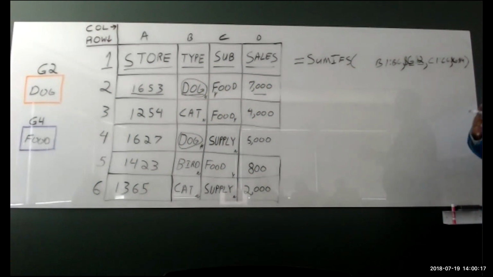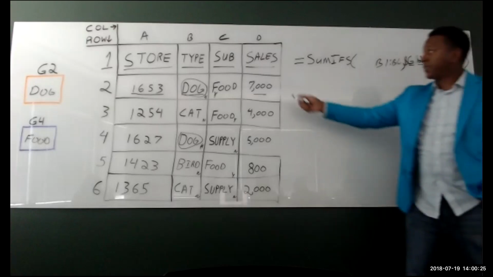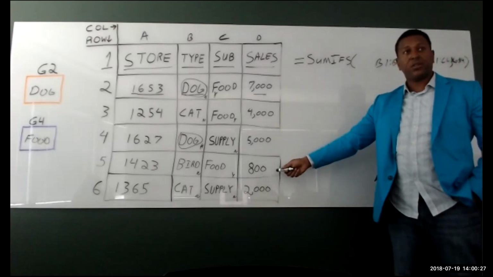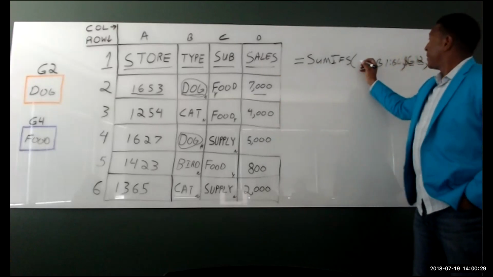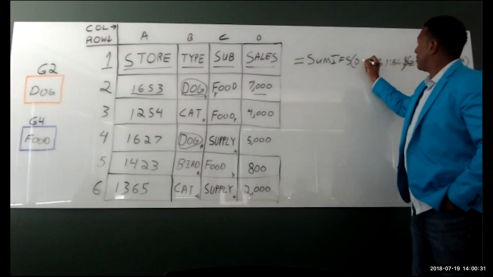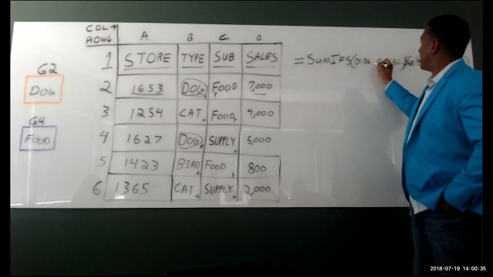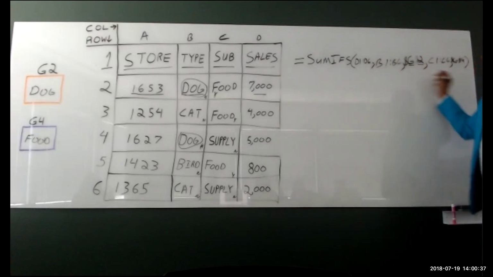SUMIFS, the first thing it's going to ask you to do is, what do you want me to sum? What's the range of the cells that you want me to sum? In this case, we want to sum the cells up. Okay? So that's in a reference D1 through D6. And then everything else is the same.